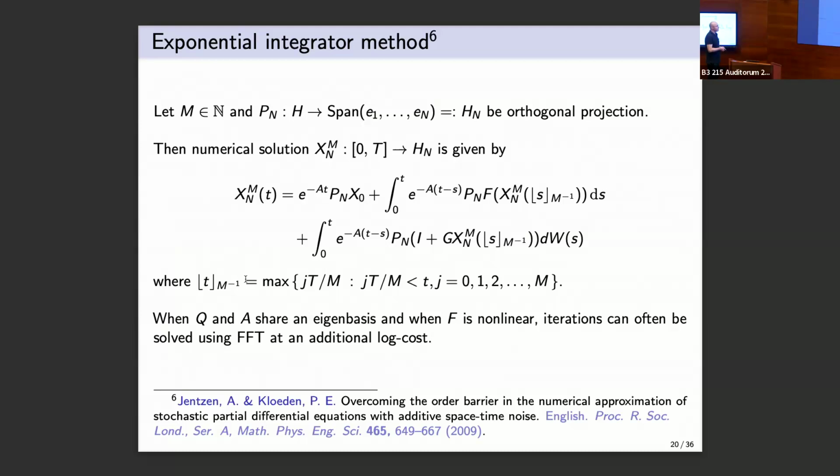Yeah, so under the assumptions we have, when Q and A share eigenbases, you can often compute this second term here, where f is typically nonlinear, using f of t. You should think of it like this: we represent the first N modes in this numerical approximation. This is our representation of the solution. We don't represent the solution in physical space over X. We represent it in modes, which I guess any Galerkin method would do.